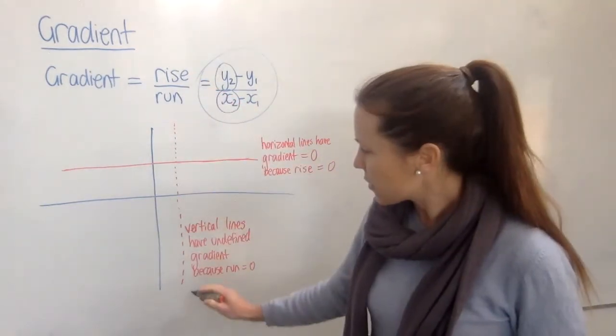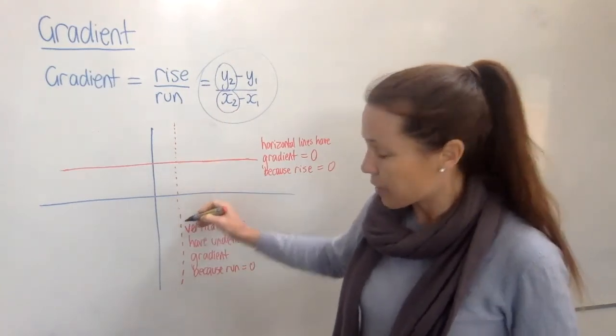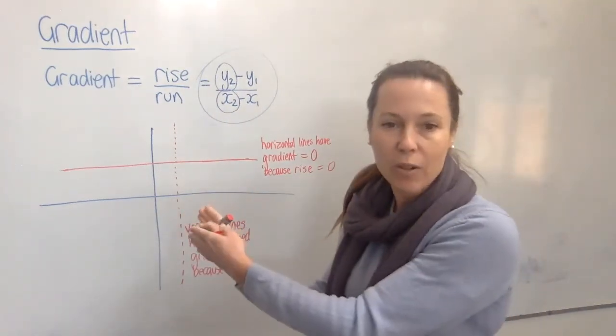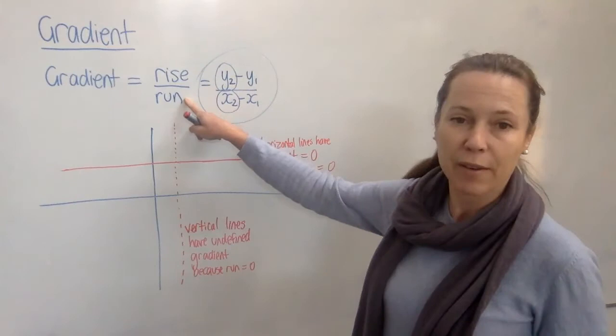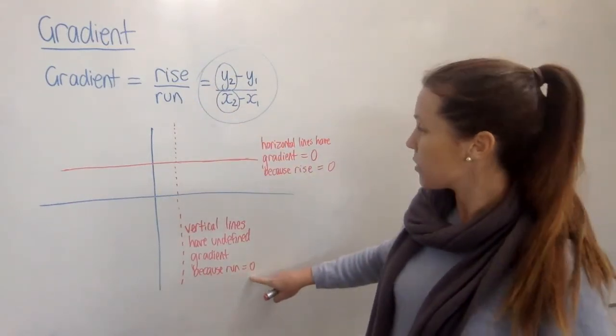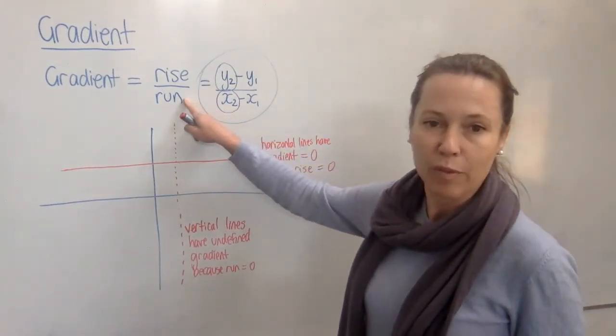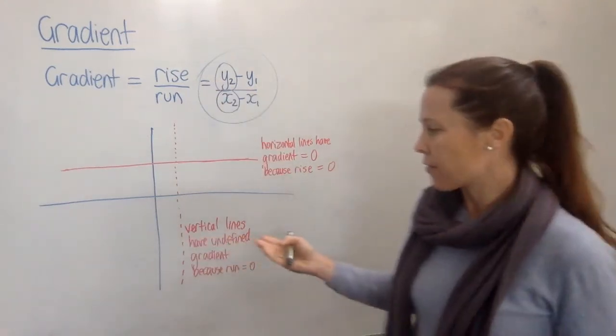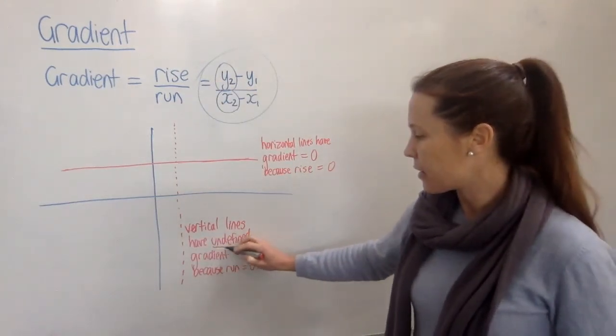But vertical lines, if you try and drop a line down here and then go across to meet the line, of course you can't go across. So they have 0 for their run. And because they have a run of 0, you can't have 0 on the bottom of a fraction. So we don't say that they've got a 0 gradient, we say that their gradient is undefined.